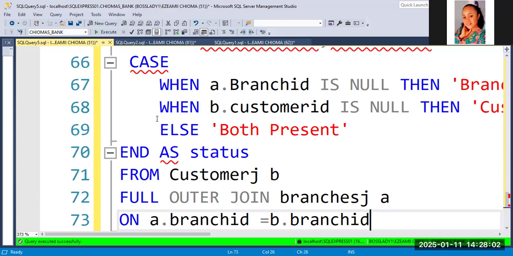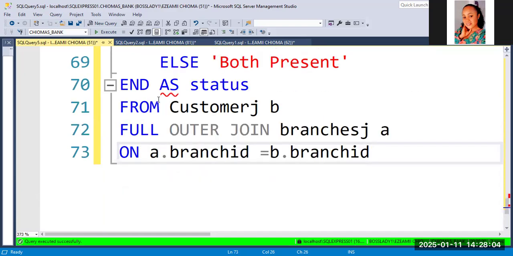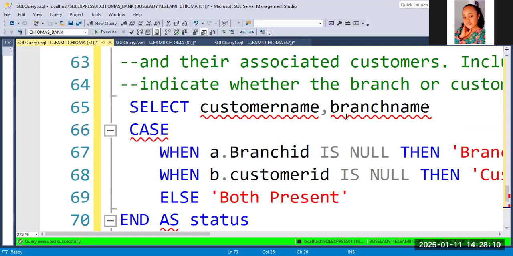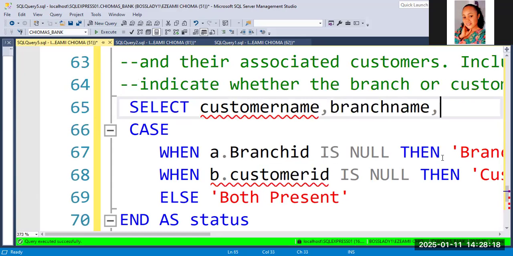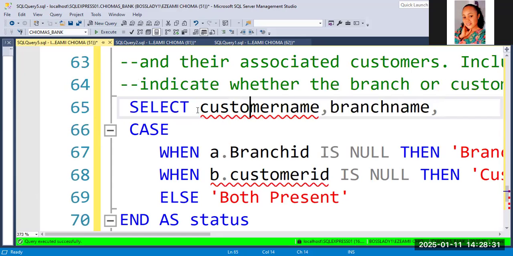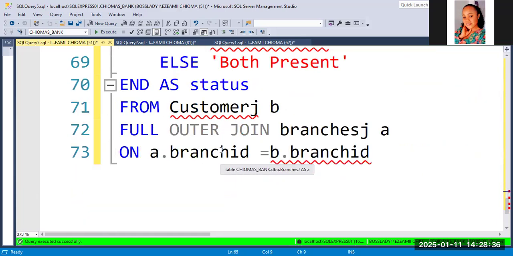Okay, so let's look at what we've written. Select customer name, branch name, okay? We put a comma here. Case when A the branch ID is null, then branch is missing. When B the customer ID is null, then customer is missing. Something is wrong with this, that's why it's marked. So it's from our customer table, that's our B table. Let's branch ID.